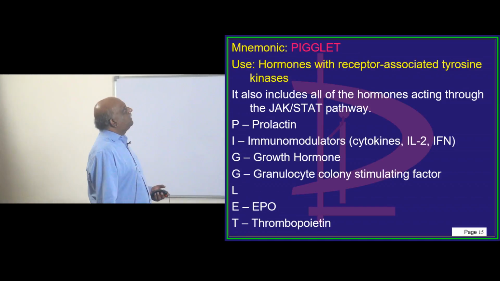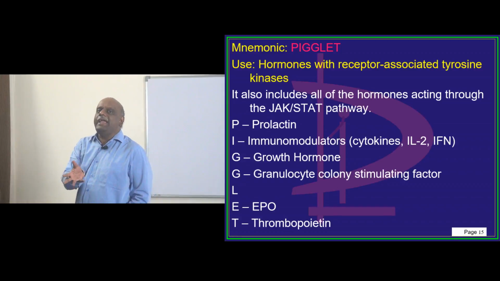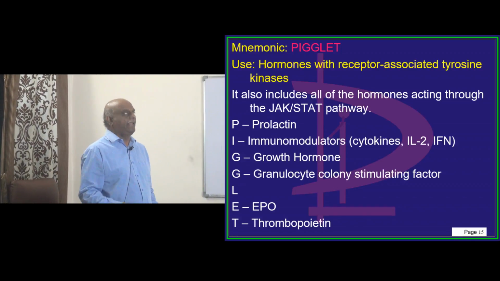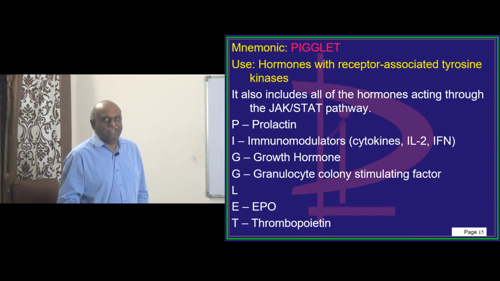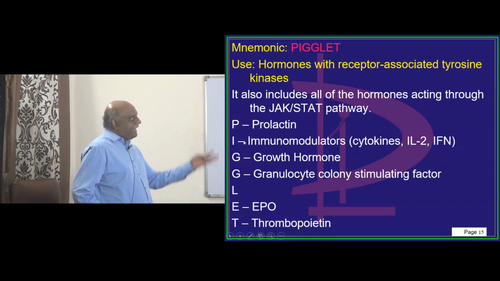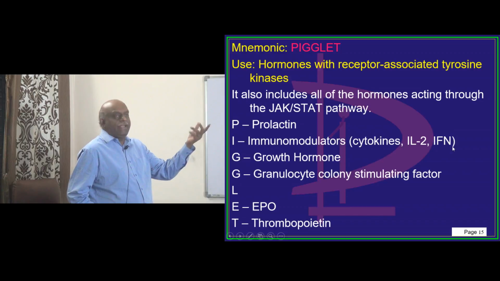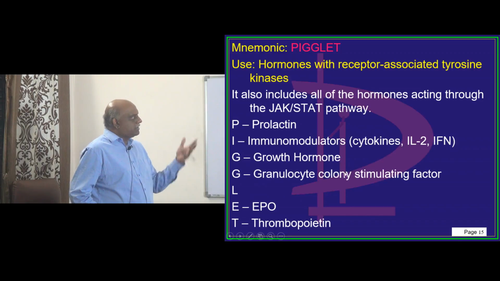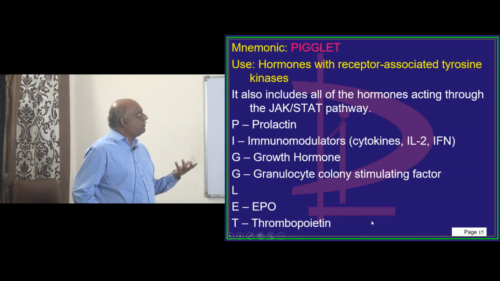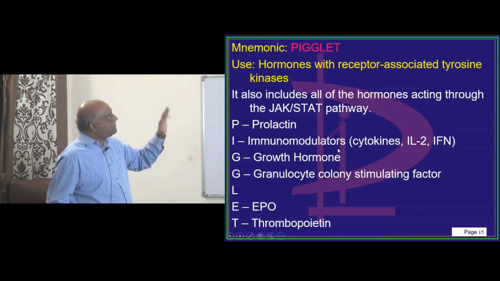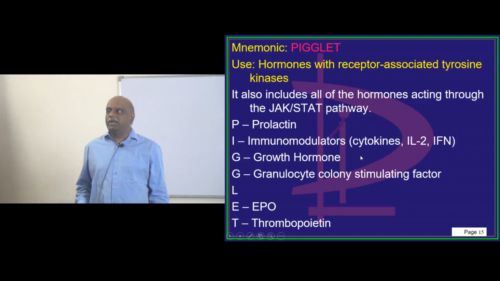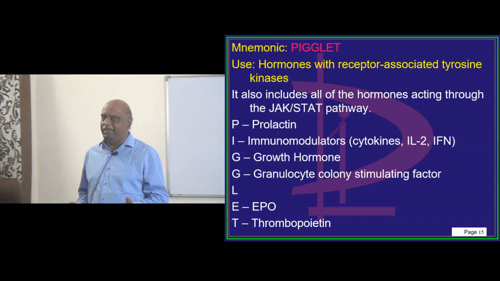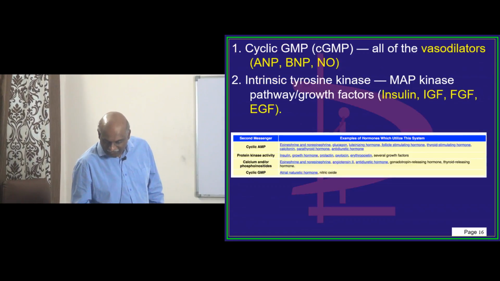Right. Now, tyrosine kinase का इस्तेमाल करने वाले हार्मोन्स क्या होता है? Tyrosine kinase का. Piglet is a way to remember. Prolactin, the immunomodulators like IL-2 and IFN, interferon, growth hormone, granulocyte colony stimulating factor, erythropoietin, thrombopoietin, ये सब चीजें. They use the tyrosine kinase is what you have to basically remember, and they act with a JAK-STAT pathway is what I want to underscore to all of you, right?